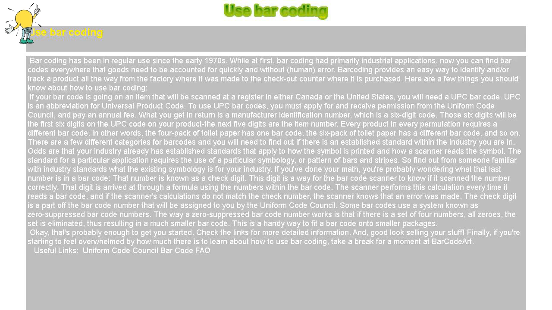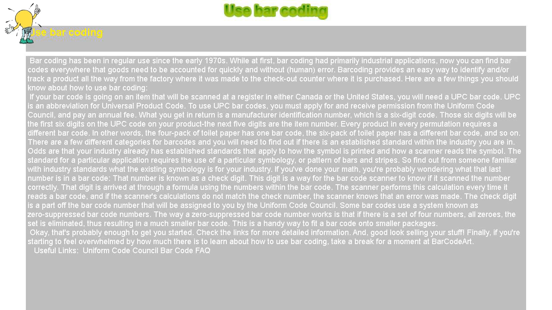Those 6 digits will be the first 6 digits on the UPC code on your product. The next 5 digits are the item number. Every product in every permutation requires a different barcode. In other words, the 4-pack of toilet paper has one barcode. The 6-pack of toilet paper has a different barcode, and so on.